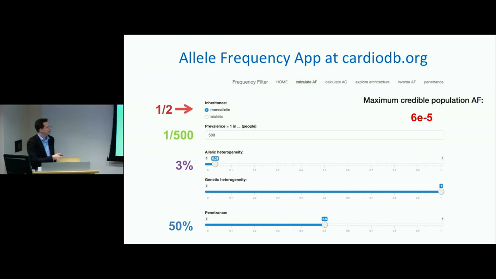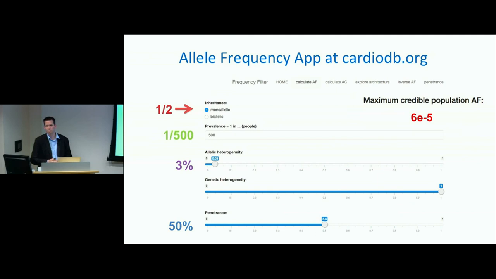And you can basically pop in each of those different parameters and play around with that to see exactly what gets spat out in terms of the maximum credible population allele frequency for your set of parameters. And importantly, and surprisingly for most people, for dominant diseases, this number typically ends up much, much lower than people think. In traditional approaches we will often set a population threshold of something like 0.1%, for instance, for dominant diseases. And in fact, for most dominant diseases, you can very confidently set that threshold much lower.